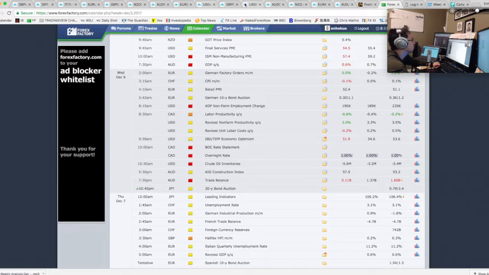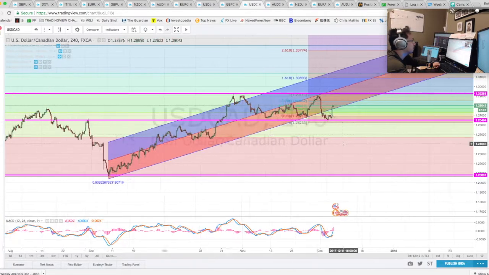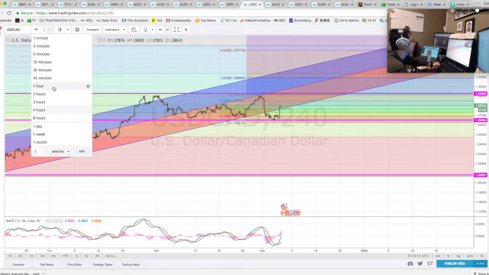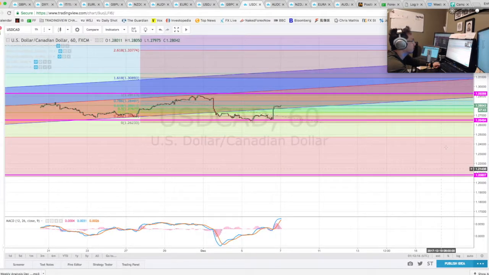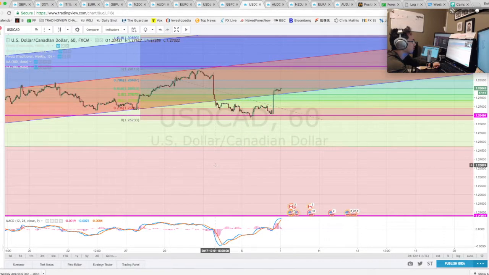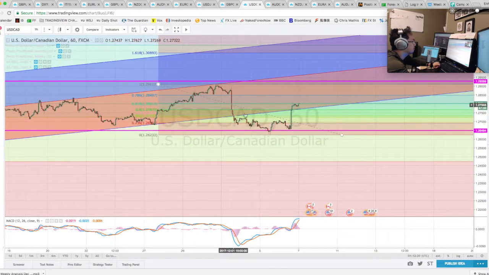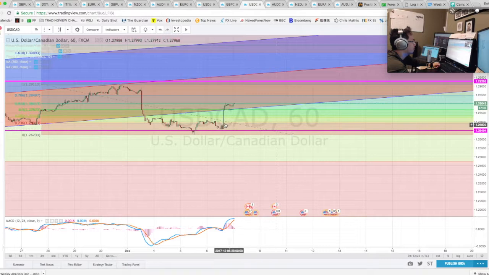Let me show you dollar CAD. So if you look at, this is 4 hour. Okay, let's look at 1 hour chart. Or let me expand it. So if you look at the 1 hour chart today, this green candle pretty much is where the release came out. Huge rally today for the Canadian dollar.